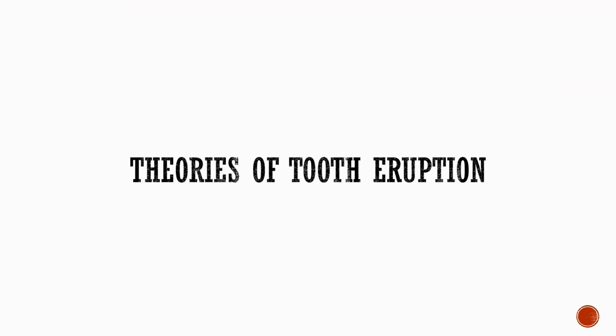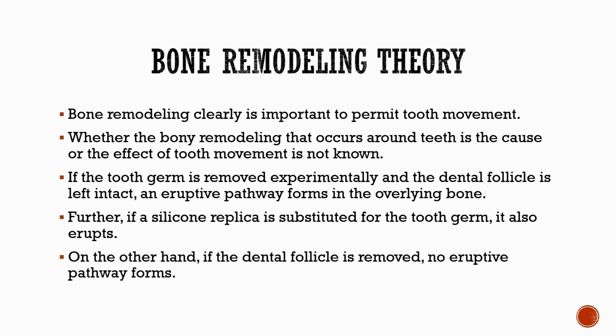Now the theories of how it happens, explained by some scientists. Bone remodeling theory. The bone remodeling theory clearly is important to permit tooth movement, but all the theories are disputed. There is no major proof about that. There are some proofs in favor of the theories and some against it. Okay, whether the bony remodeling that occurs around the teeth is the cause or the effect of the tooth movement is not known. See, it's contradictory.